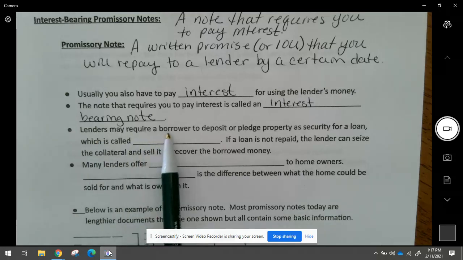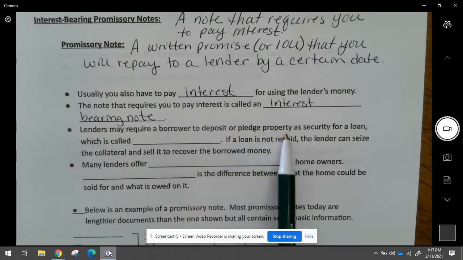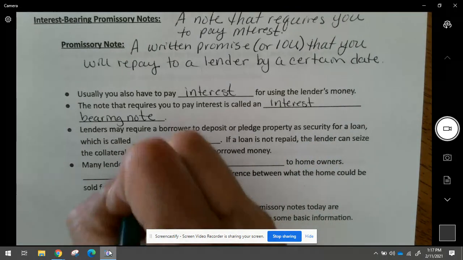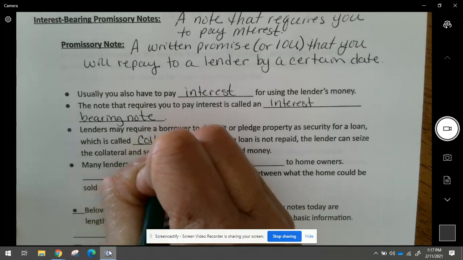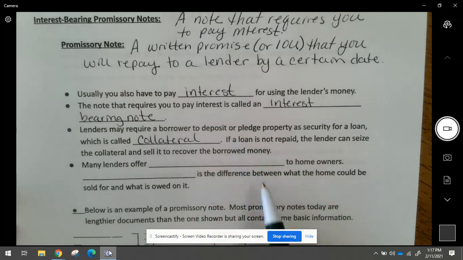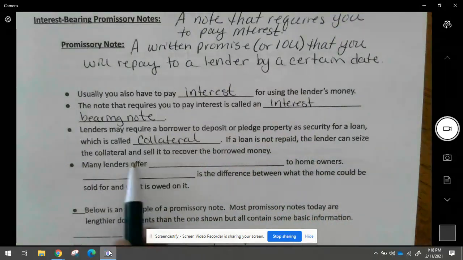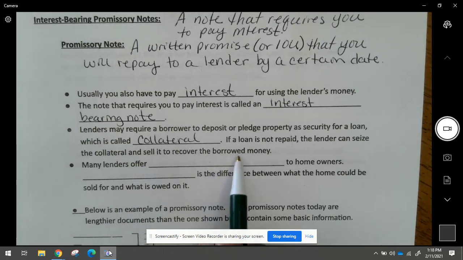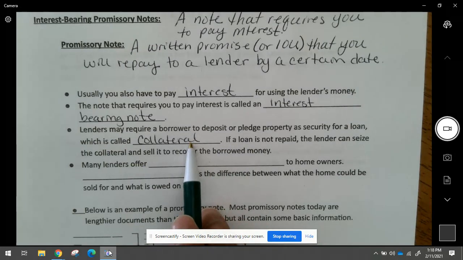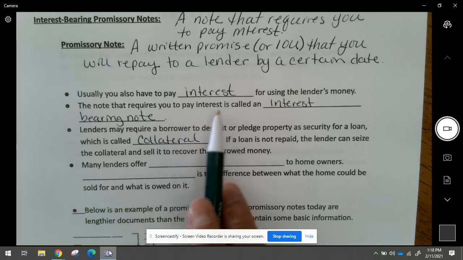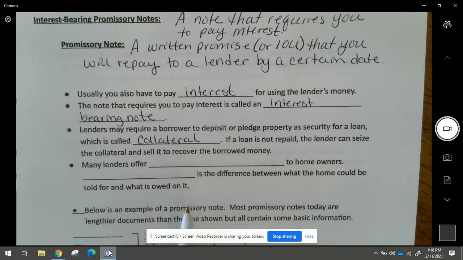Lenders may require a borrower to deposit or pledge property as security for a loan, which is called collateral. If a loan is not repaid, the lender can seize the collateral and sell it to recover the borrowed money. So this is very dangerous because if you're going to promise to pay something and you put up collateral, you don't pay that loan back, they can come take it. Okay?